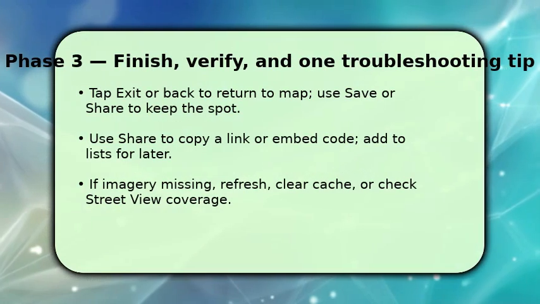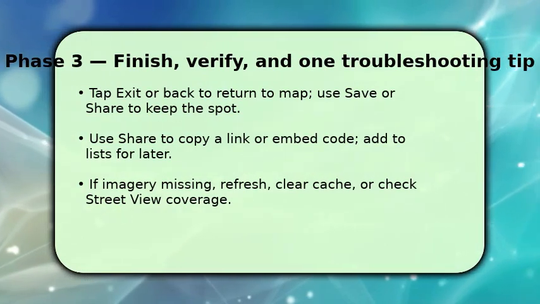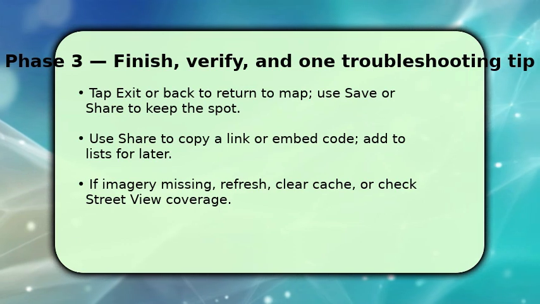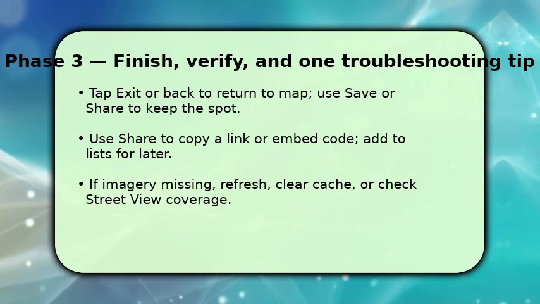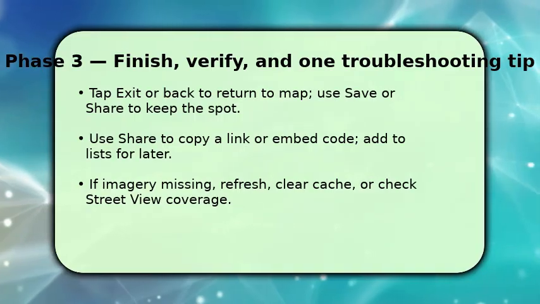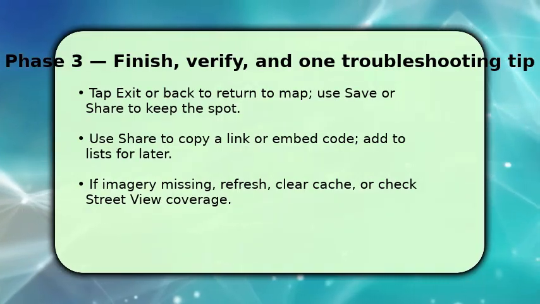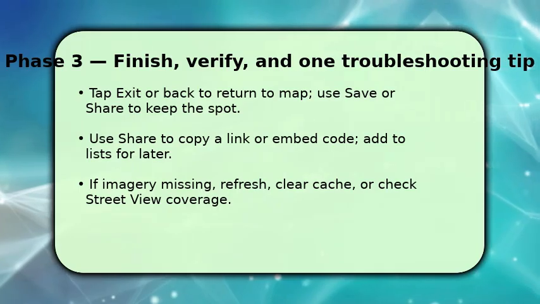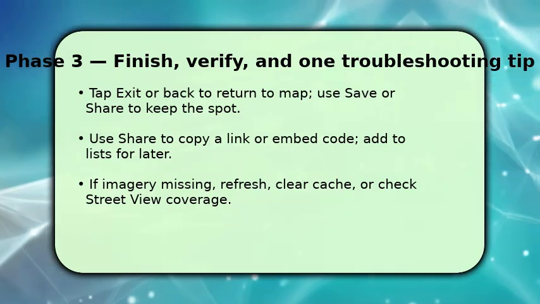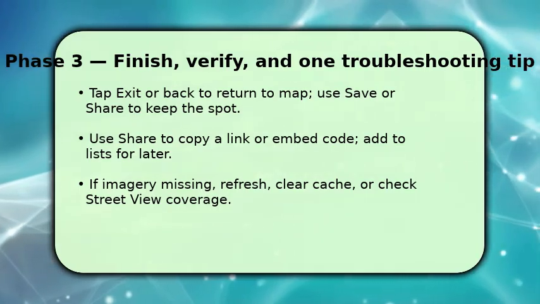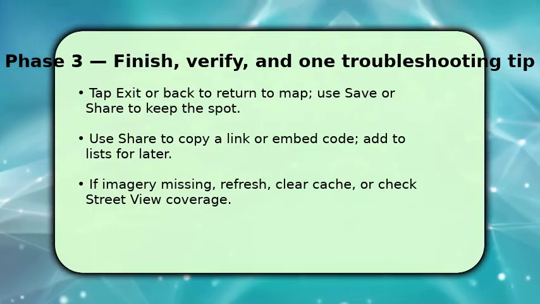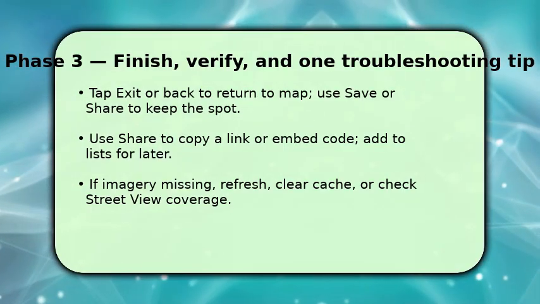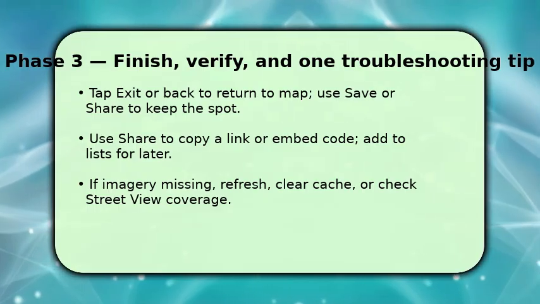To finish, tap Exit or the back button to return to the standard map. If you want to revisit, press Save or use Share to copy a link or get an embed code for a web page. Make sure to add the place to a list if you'll reference it later. If the imagery is missing or outdated, refresh the page, clear the app cache, or check Street View coverage for that area. This often resolves empty blue streets. If problems persist, report the issue using the menu to request updated imagery.